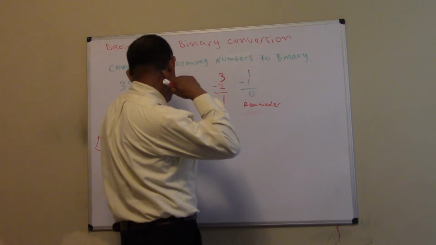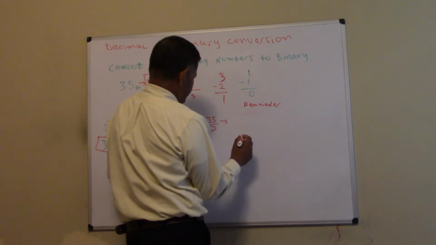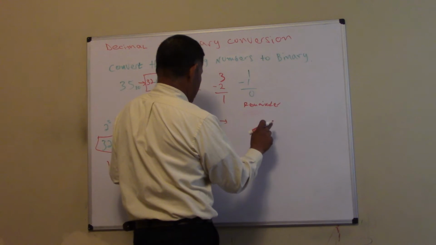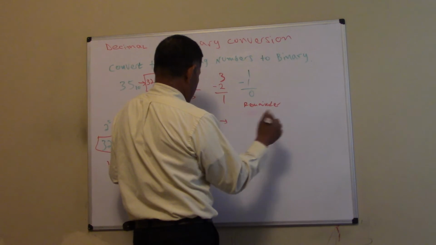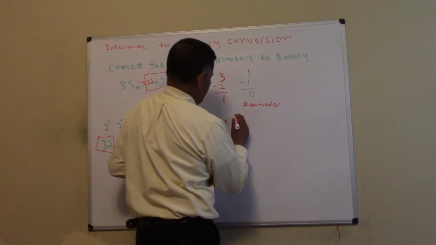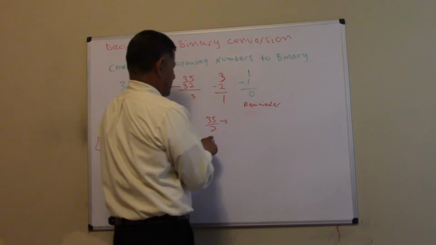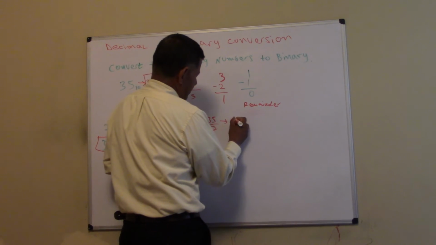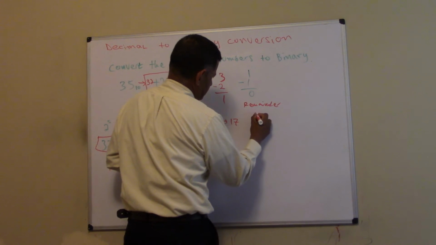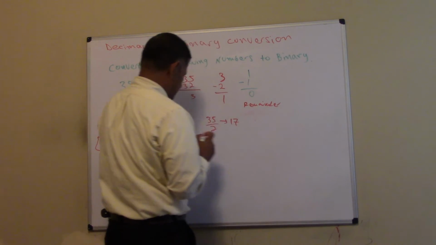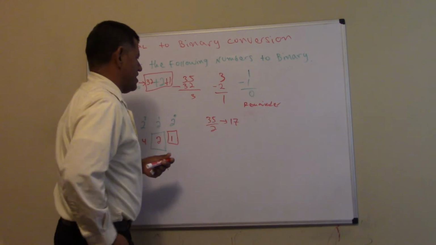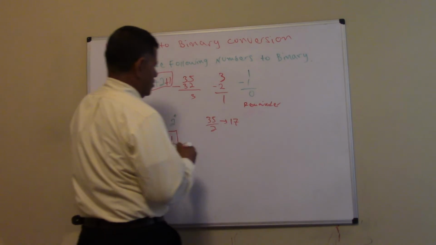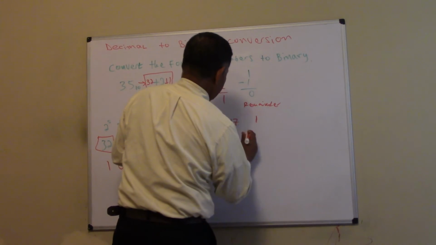So you write 17. You don't use decimals in remainders. It goes 34, I'm sorry. Into 35 it doesn't go evenly, but it goes up to 34. So it's equal to 17 with remainder 1. Remainder 1 here, okay?